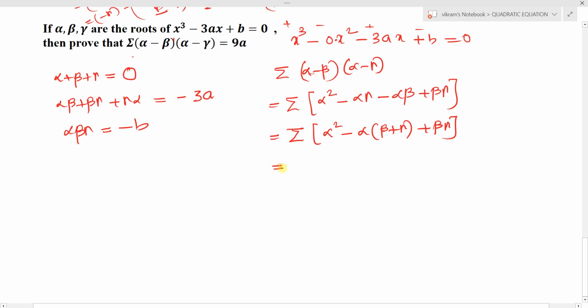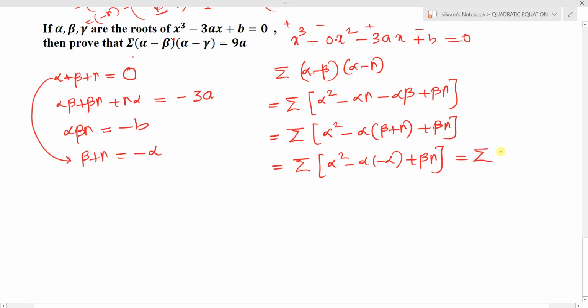But we know that alpha plus beta plus gamma is equal to 0. From this, beta plus gamma can be written as minus alpha. Then summation alpha square minus alpha into minus alpha plus beta gamma. The resultant is 2 alpha square plus beta gamma. Now this is a summation. This has to be repeated for the next one.